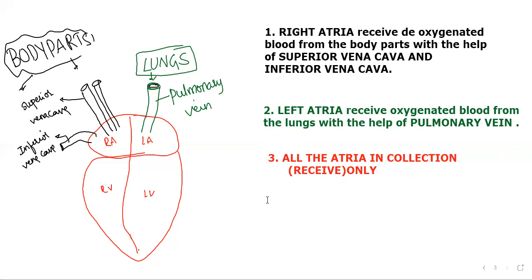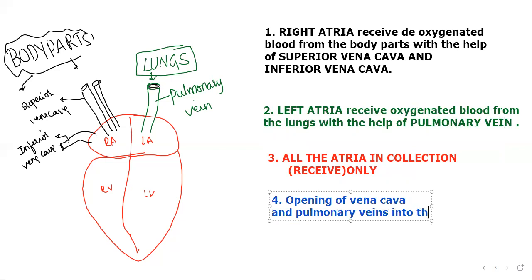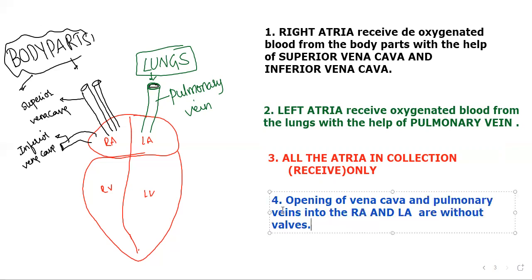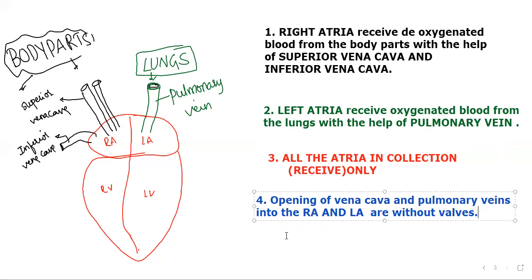Then, interestingly, there are no walls. The openings of the vena cava and pulmonary veins into the right and left atria are without walls. There are no walls here, which you have to remember, and just remind me when we go to artery and vein differences. We'll see it at the end of this particular topic. So they are without walls.